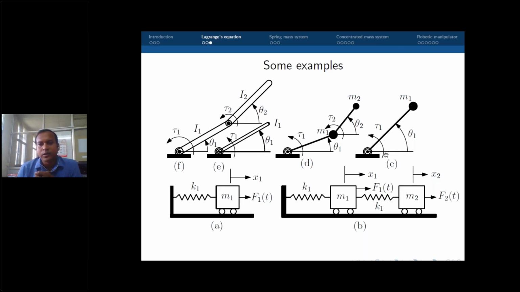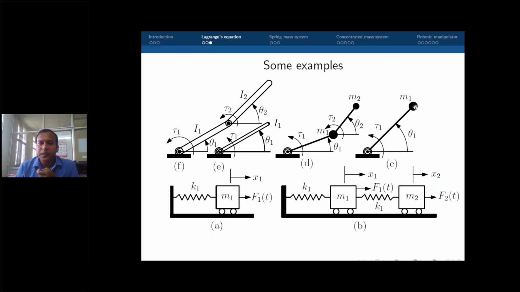Why is this a 1 degree of freedom system? There is a rod. We are saying that this rod is massless, and on top of that, there is a concentrated mass. That concentrated mass is m1. So this rod is hinged at the ground, so it can rotate about the hinge point on a plane.